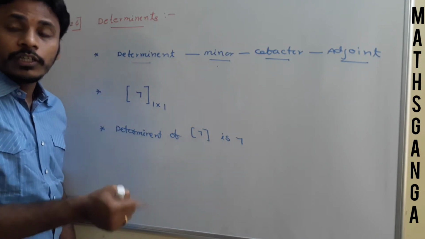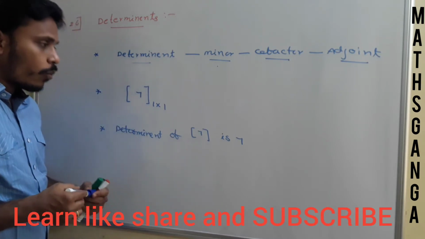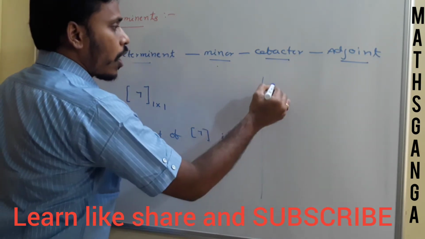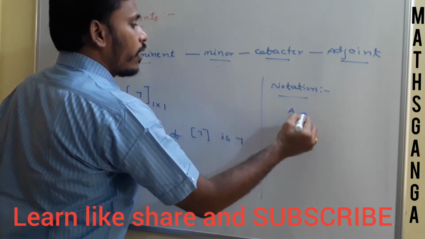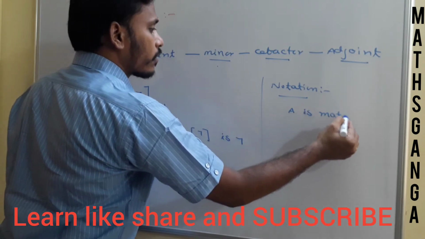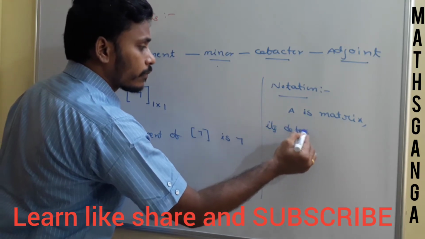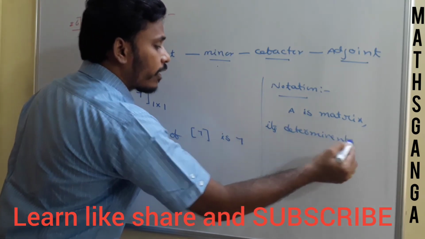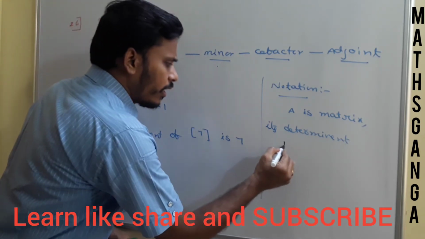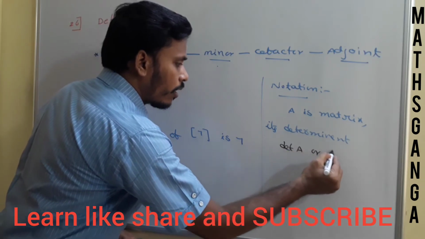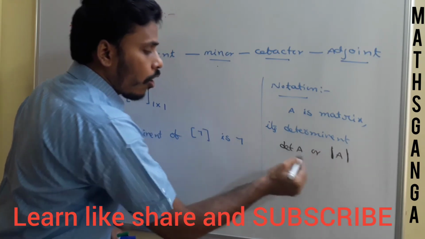This determinant of a 1 by 1 matrix helps us to find the determinant for a 2 by 2 matrix, and that's why first I mentioned it here for 1 by 1. And one more thing, we need to learn the notation, how to notate the determinant of a matrix. Notation: if A is a matrix, then its determinant is represented by det A or |A|. You will use it like that.